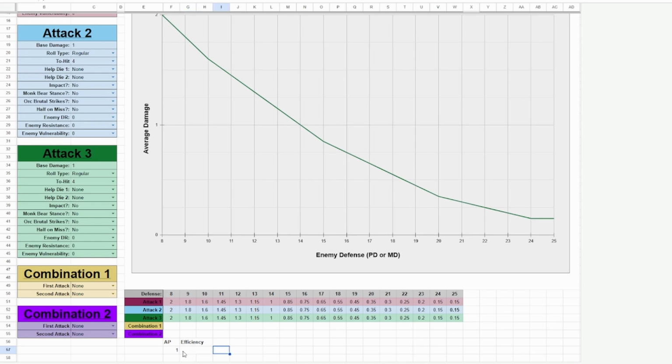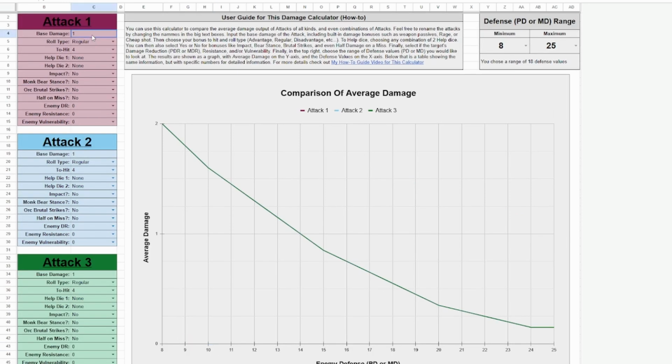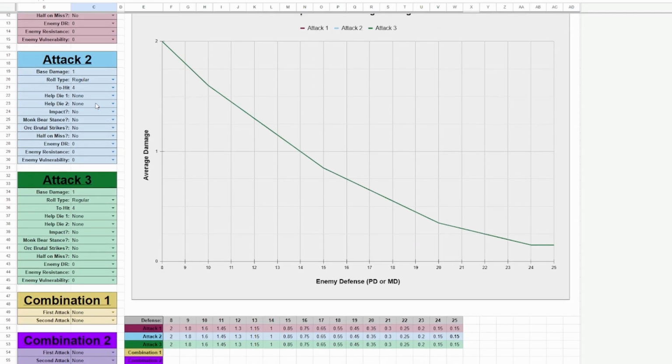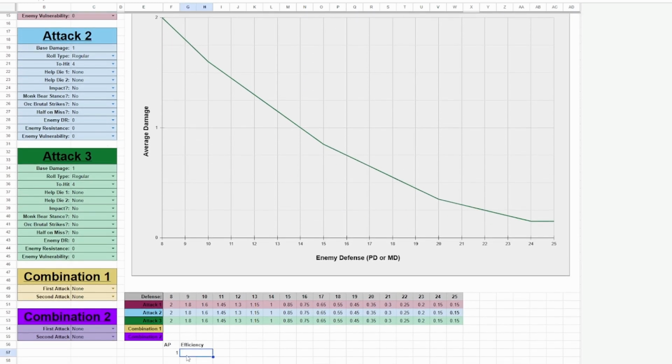But obviously this number varies, right? So let's think about it like this. I have this attack right here, and it's just a basic attack. It's a 1 base damage attack. I got a regular roll, right? There's no advantage or disadvantage or anything. It's just got a +4 to hit, and there's no help dice, there's no impact, there's no half on a miss, no DR, no vulnerabilities, just a regular attack with the 1 damage. That's it, right? 1 base damage.